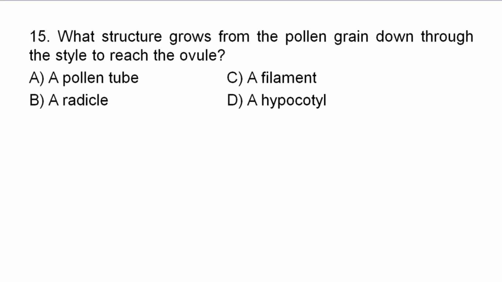Good. Question number 15. What structure grows from the pollen grain down through the style to reach the ovule? A. A pollen tube. B. A radicle. C. A filament. D. A hypocotyl. What's the name of the structure that goes from the pollen grain down through the style to reach the ovule? That structure is called what, from the given alternatives?